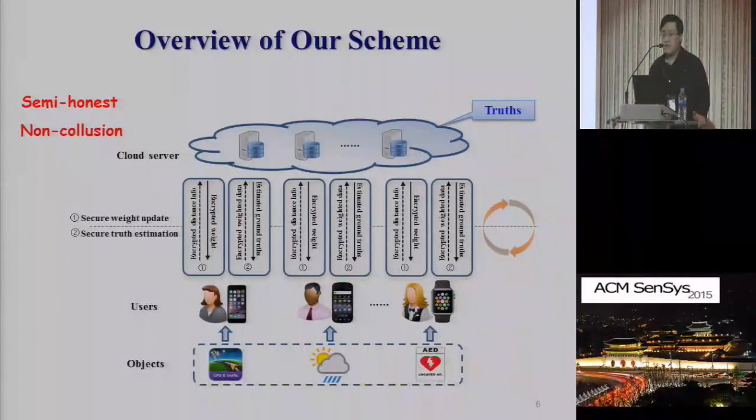And here, as you can see, we have a couple of assumptions. Our first assumption is that all the parties in this cloud sensing system should be semi-honest. In other words, they are honest but curious. They will strictly follow the protocol we designed, but they will try to infer the personal information of the users through the intermediate results they receive. A second assumption is that the users will not collude with each other to attack the system.